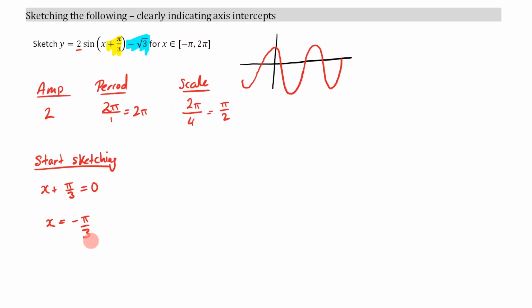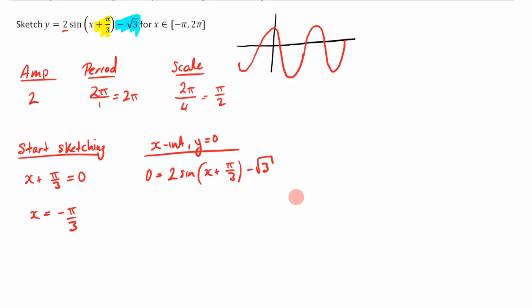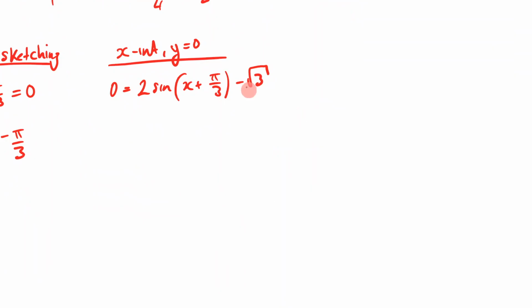All right, we keep on going here. The next thing I'm going to do is find where my x-intercepts are going to occur, which is where y is equal to 0. So I'm going to set it equal to 0: 2 sine of (x plus pi on 3) minus the square root of 3. Now, this is just solving trigonometric equations. So I'm going to rearrange this, and that's going to give me this right here.